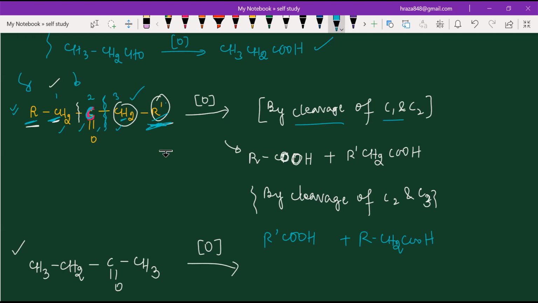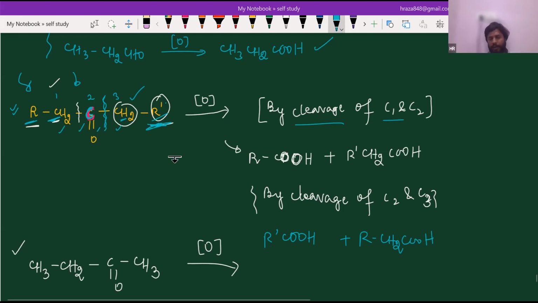To oxidize ketones, we need elevated temperatures, high temperatures, and a strong oxidizing agent. But to oxidize aldehyde, a mild oxidizing agent can also oxidize aldehyde into carboxylic acid. But when you are going to talk about this ketone, it is not at the same condition.